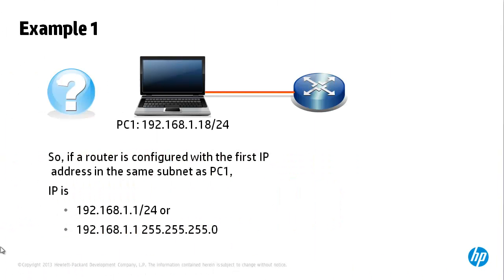So if you were asked to configure a router with the first IP address in the same subnet as this PC with IP address 192.168.1.18/24, the router would be configured with IP address 192.168.1.1/24, or 255.255.255.0 in dotted decimal notation.